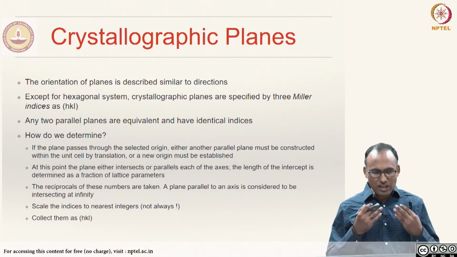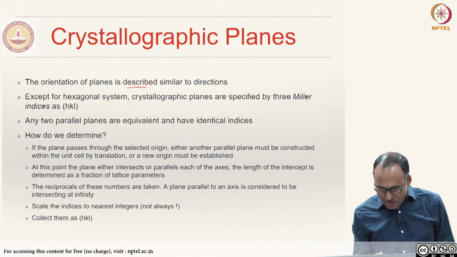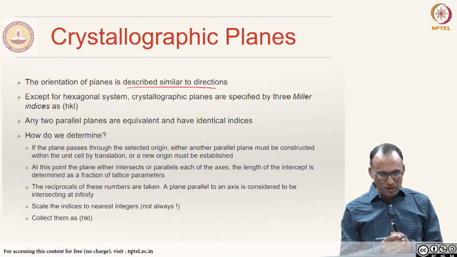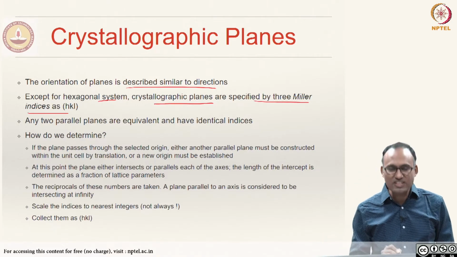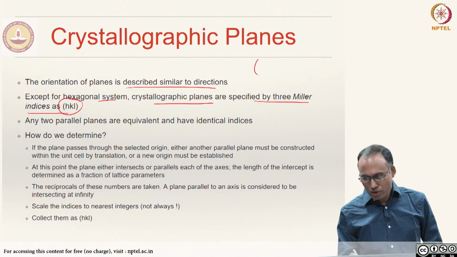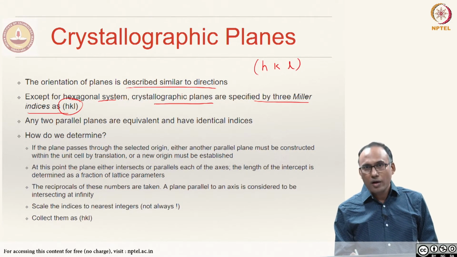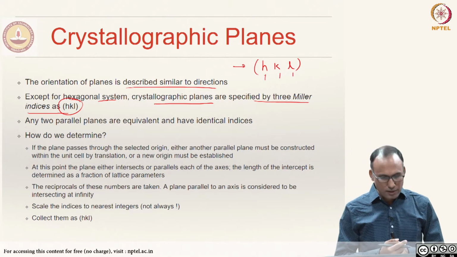All right. So, having discussed how we represent the directions, the next important aspect that we need to define is the crystallographic plane. The orientation of planes is described similar to directions, except for the hexagonal system. Crystallographic planes are specified by 3 Miller indices H, K, L, and they are enclosed with parentheses. So, H, K, L represents the crystallographic plane, and what H, K, and L are, we will see.